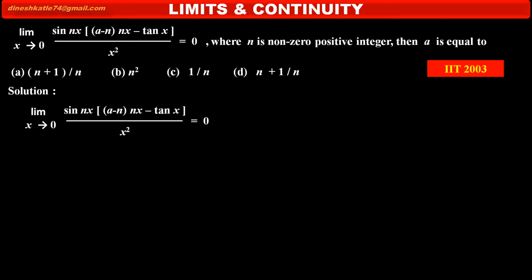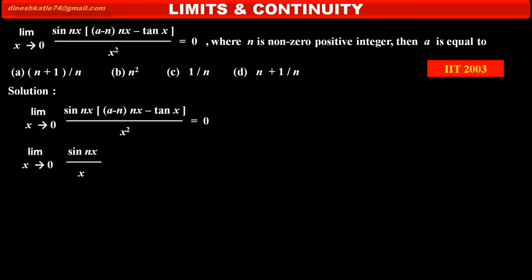Limit x tends to 0 sin nx into bracket a minus n nx minus tan x upon x square is equal to 0. In this given problem, the denominator is x square and the numerator has two factors. One is sin nx and the other is the bracket a minus n nx minus tan x. So we have to factorize the denominator x square as x into x, and give a separate denominator for these two factors of the numerator.